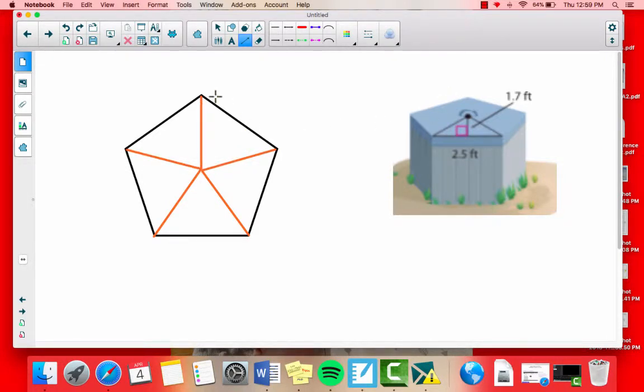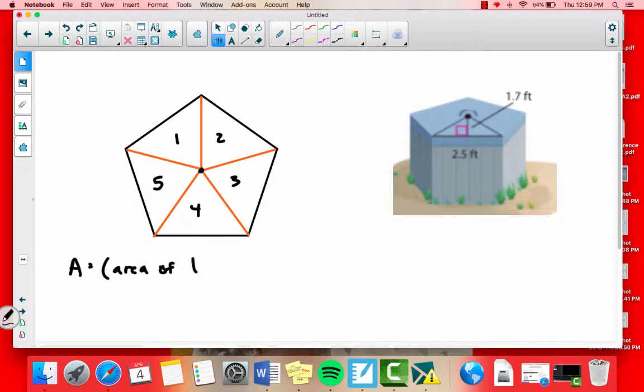So this is like looking down on the top of the cover. What I did is I drew each radius in, and I've created 5 separate congruent triangles. And what I can do is find the area of one triangle and then multiply it by the 5 triangles that I have. So I'm going to go ahead and write that down. So the area of this shape is going to be the area of one triangle times the number of triangles.